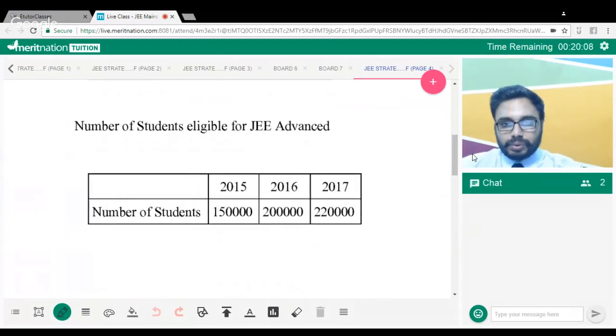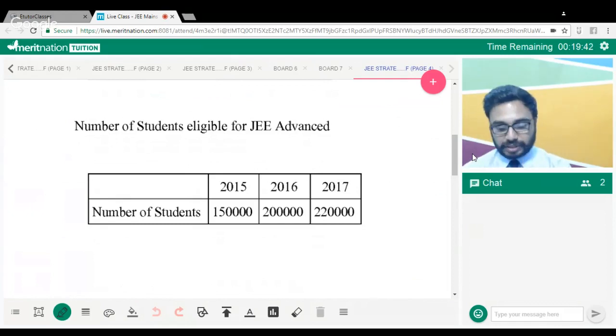Last year, 220,000 people were able to go for JEE Advanced from the JEE Main stage. If your target is JEE Advanced, then your rank should be in the first 2 lakh students. Then you will be able to go for the JEE Advanced exam. Okay. Now, how to start the exam paper?